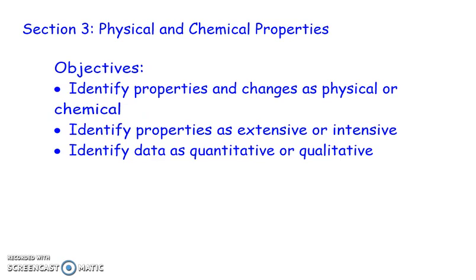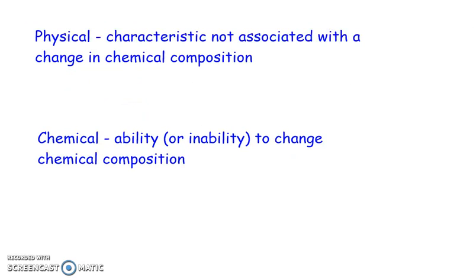By the end of this video, you should be able to identify properties and changes as physical or chemical, identify properties as extensive or intensive, and identify data as quantitative or qualitative. A physical change is a characteristic that is not associated with a change in chemical composition, whereas a chemical property is the ability or inability to change chemical composition.